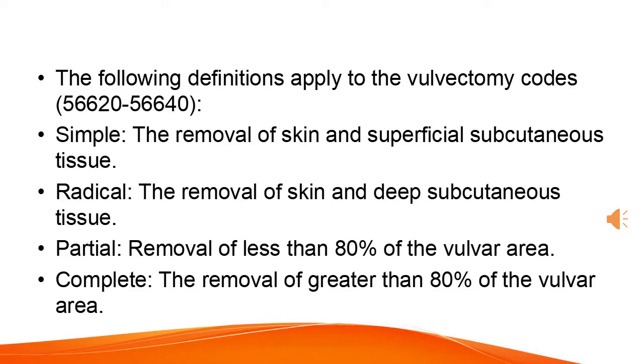The following definitions apply to the vulvectomy codes 56620 to 56640. Simple, the removal of skin and superficial subcutaneous tissue. Radical, the removal of skin and deep subcutaneous tissue. Partial, removal of less than 80% of the vulvar area. Complete, the removal of greater than 80% of the vulvar area.